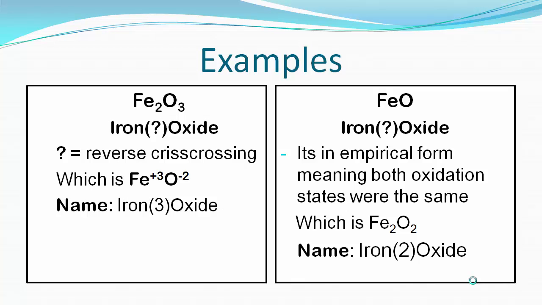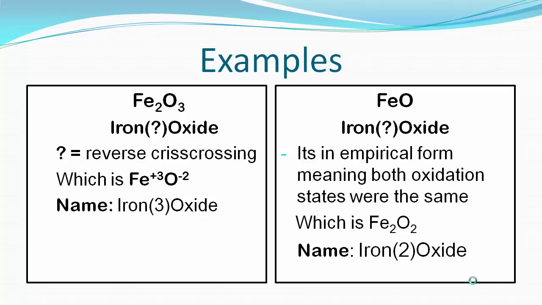So there's the example of, let's say, Fe2O3. So iron oxide. What you do is you reverse crisscross, and when you do, the 3 goes back to the Fe, and the 2 is the O. So when you see Fe3, when you check it up, you see that it's 3. That means it's using the 3 and not the 2 of the iron. So the name is simply iron 3 oxide.